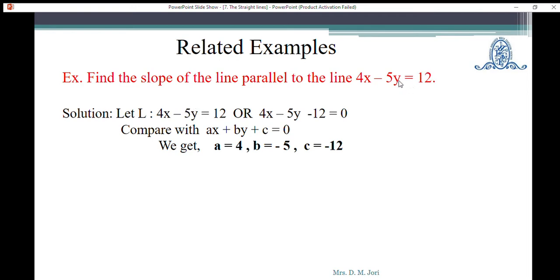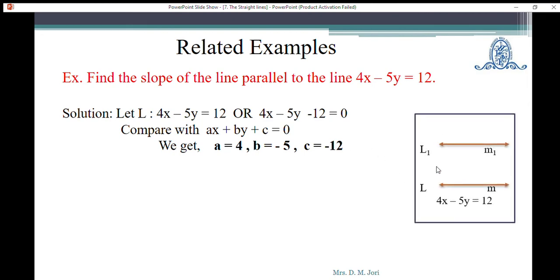Let us shift that 12 to the left hand side and write the equation in standard form: 4x minus 5y minus 12 equal to 0. First write the comparison. Identify the values of a, b and c from the general equation of a straight line. So a is 4, ax plus by, so b is minus 5. You have to write the number with its corresponding sign if it is minus. Next, the constant c is equal to minus 12. This is the comparison we get.